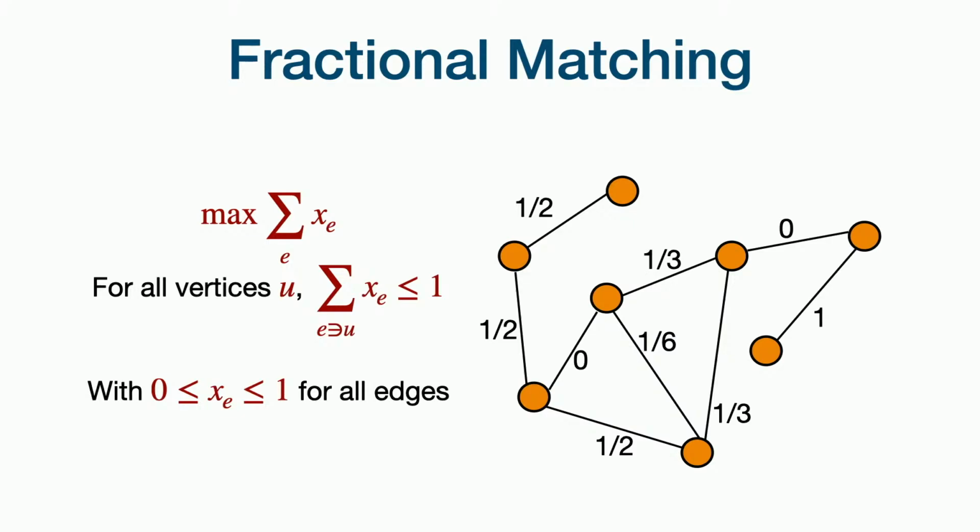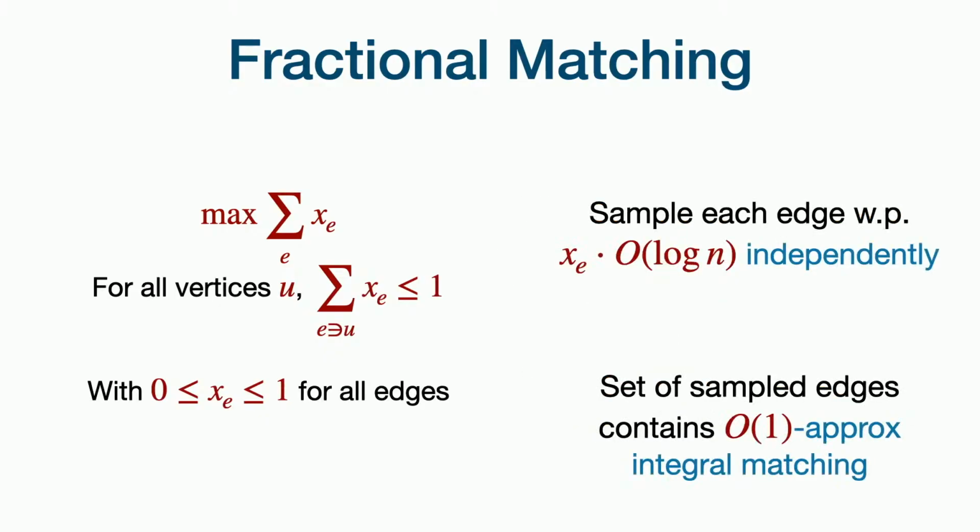Instead of picking edges integrally, we pick them fractionally. So we assign a fractional value between 0 and 1 to every edge, subject to vertex constraints: around every vertex, the sum of these values does not exceed 1. We do not want to pick more than one edge for a vertex. That's all. And if we find such a fractional matching, a maximum fractional matching, where we want to maximize the sum of these fractional values on the edges, then we can immediately round it.